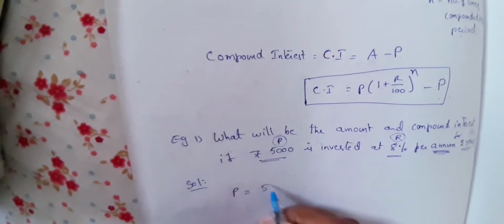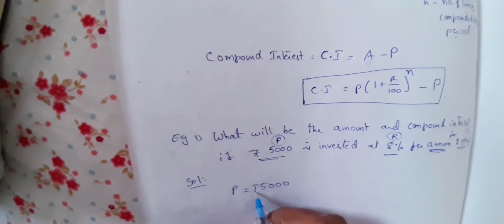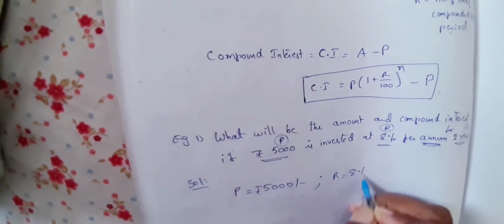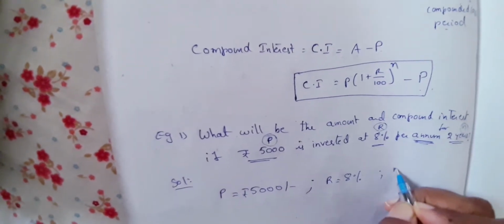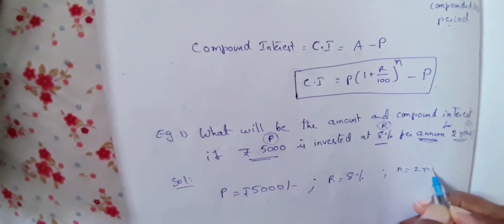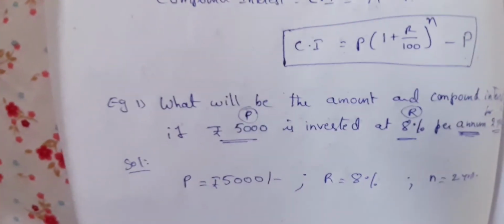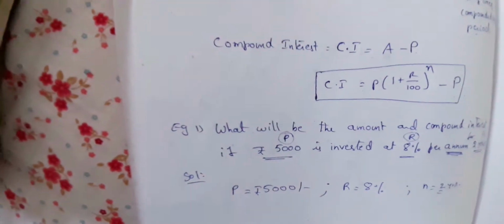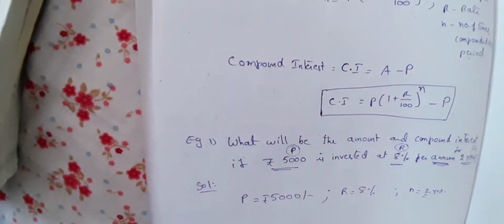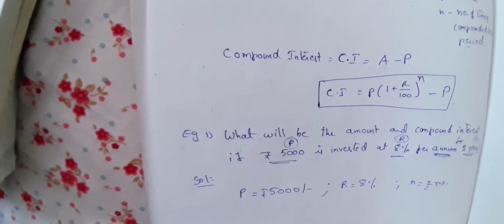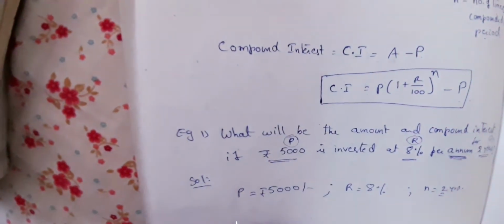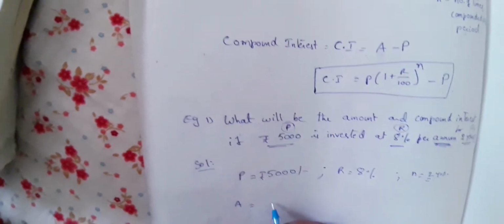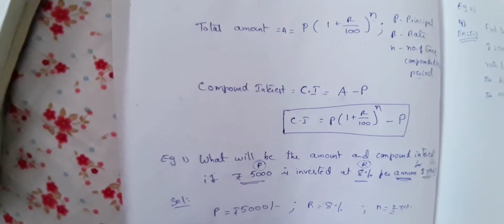Principal is equal to rupees 5,000. Rate is equal to 8%. N is equal to 2 years. Okay, it is 2. N is equal to 2. How many times it is compounded? Right? So therefore, substituting in formula, amount A is equal to, so what is the formula that you have?